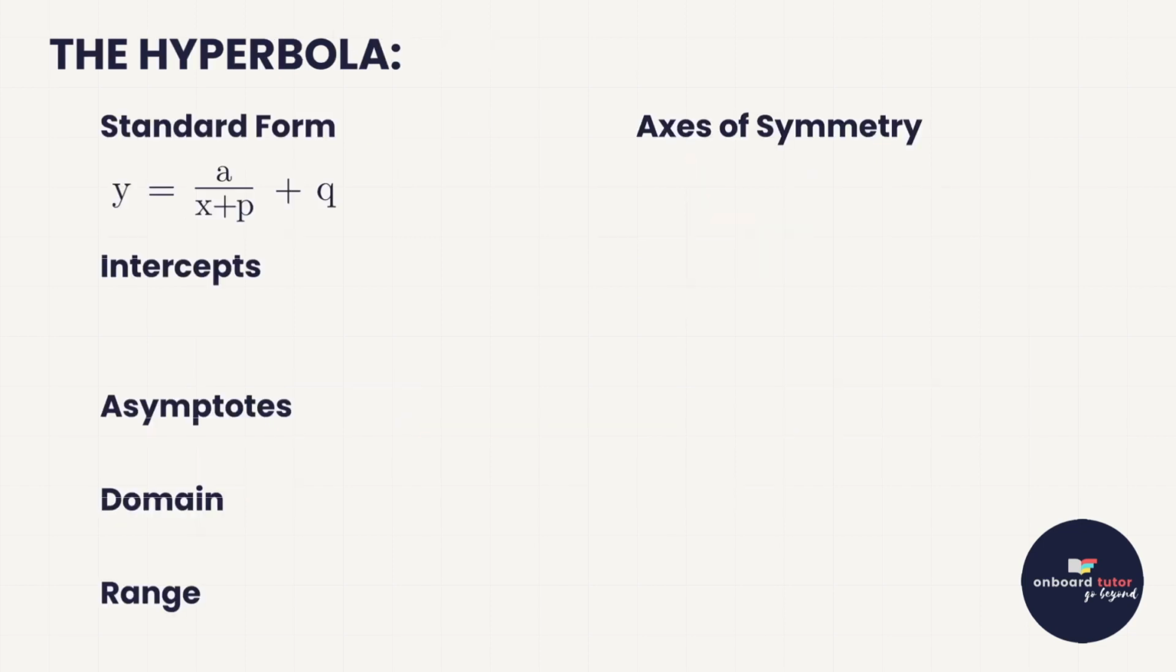The first thing that we look at is the standard form. So this equation here tells us a lot about a hyperbola. The first thing we do is we say, okay, what is the a value? That tells us the shape of a hyperbola. So if a is positive, then our hyperbola occurs in quadrants 1 and 3. And if a is negative, it occurs in quadrants 2 and 4. Okay, so how do we write that? We say a is positive, greater than 0, or a is negative, smaller than 0.